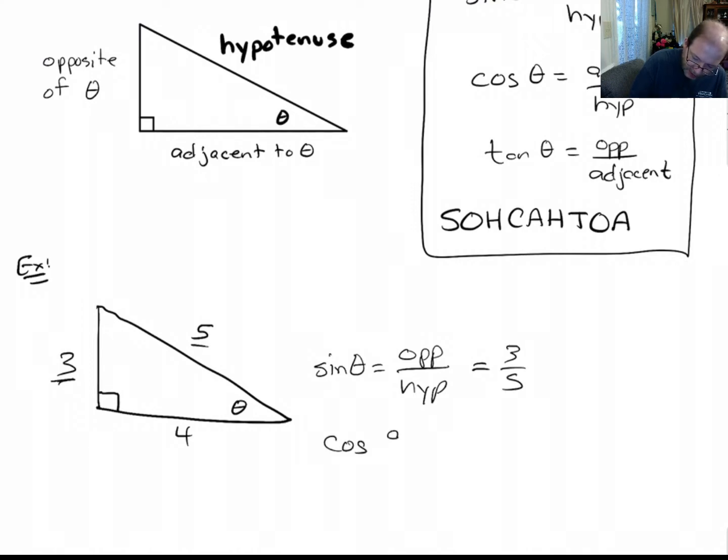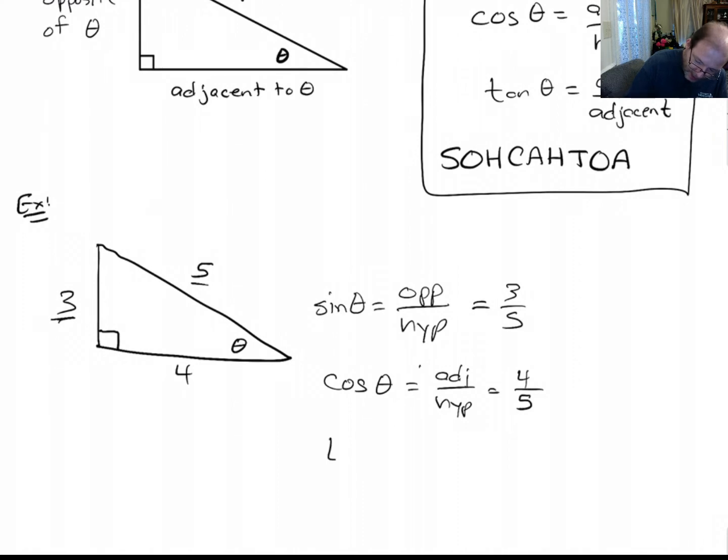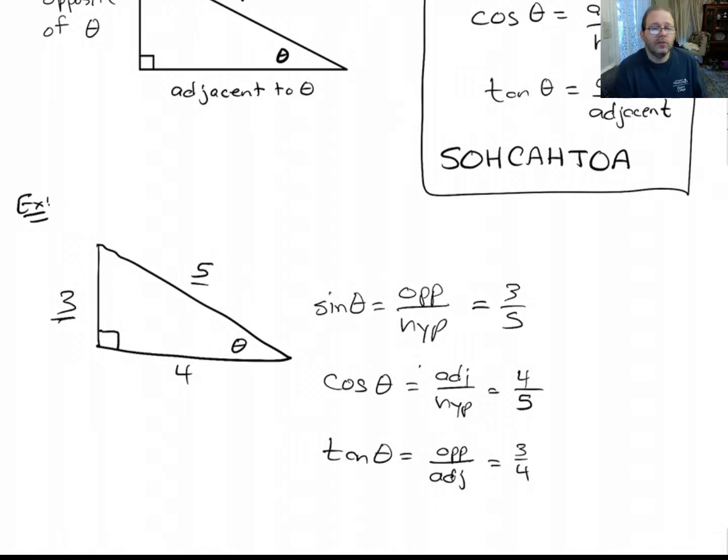The cosine is the adjacent over hypotenuse. I need to say cosine of theta is adjacent over hypotenuse. The adjacent side is 4, and the hypotenuse is 5. And the tan of theta is going to be the opposite over adjacent. So that's going to be 3/4. And that's really all there is to what sine, cosine, and tangent are. They're just these ratios.